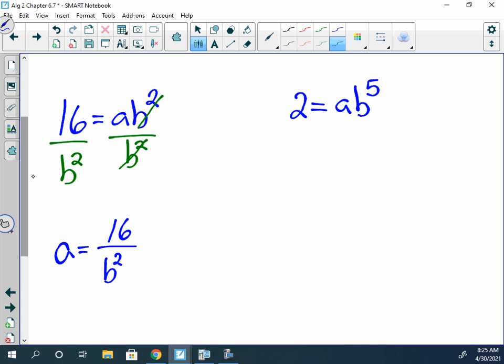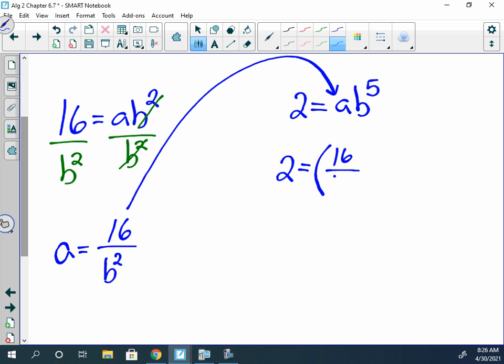Any questions on any of this here so far? Well, now that we have this solved for a, and we know that both of these a values are going to be the same because they're describing the same equation, we can plug it into the other equation, which gives us that 2 is equal to 16 over b squared times b to the 5th.